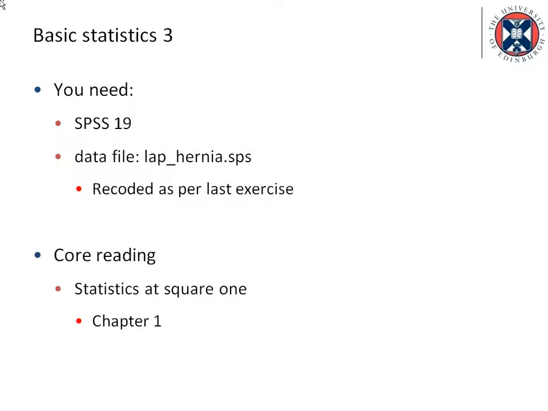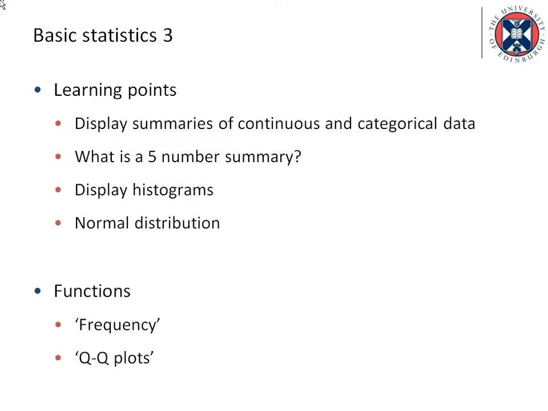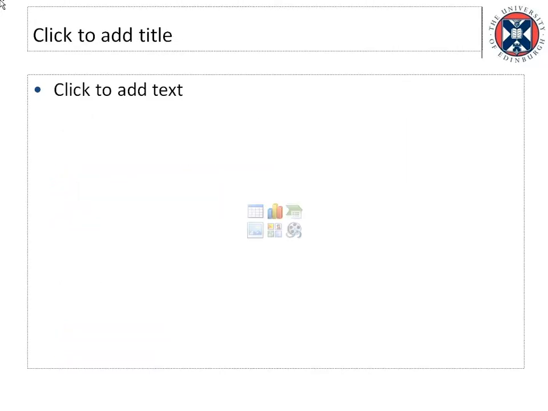You will need the data file laphernia.sps, which you should have saved after the recoding in the last exercise. There's core reading associated with this video, and it's chapter 1 of Statistics at Square 1, which is in your e-library. Today we'll be displaying summaries of continuous and categorical data and what continuous and categorical data are.